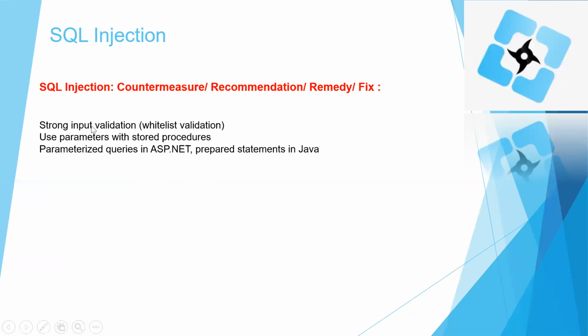First thing is, user-supplied untrusted data should not be accepted, so it has to be validated. Strong input validation and whitelist validation have to be used. Apart from that, we have to use parameters with stored procedures. These will protect the application from being vulnerable to SQL injections. In ASP.NET we call it parameterized queries, and in Java we call it prepared statements.